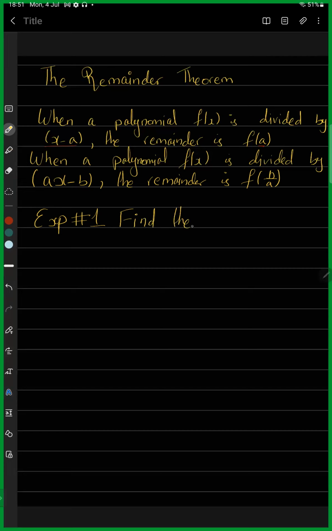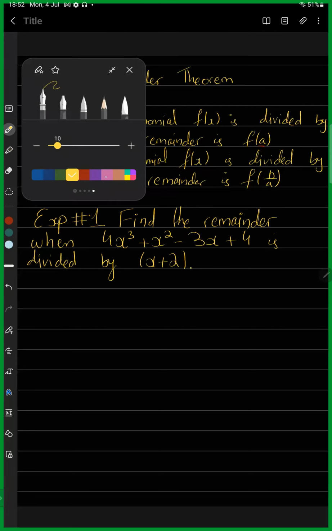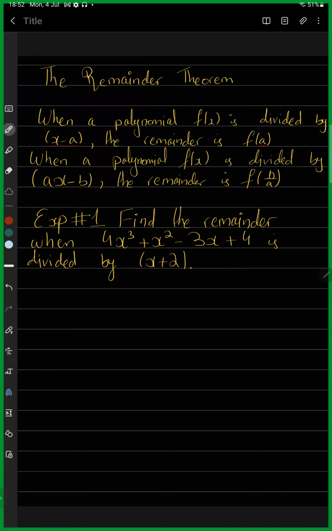Example number 1 says find the remainder when 4x cubed plus x squared minus 3x plus 4 is divided by x plus 2. So this is the question that we need to discuss right now. Okay, all right, now let's understand the question. Again, the question says find the remainder. So the question is about the remainder.